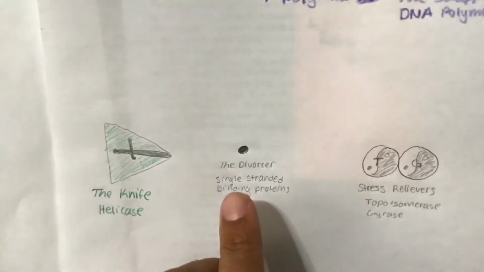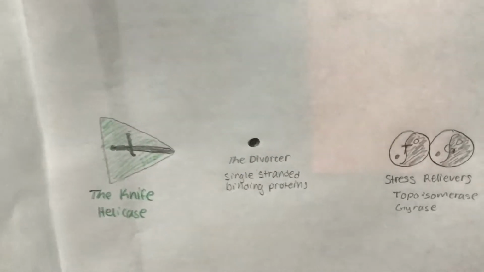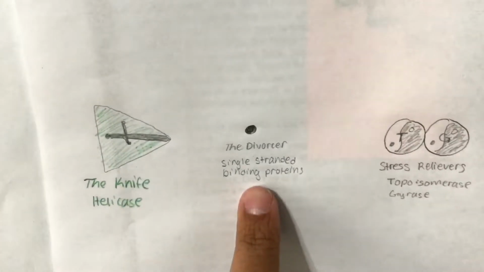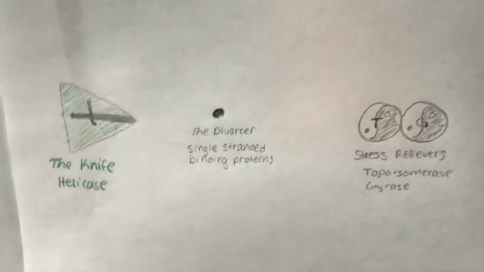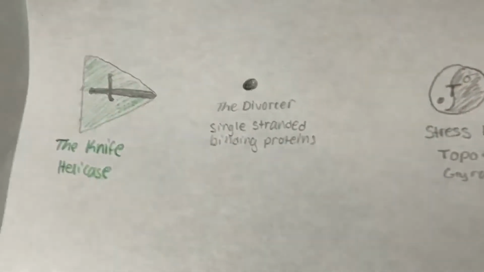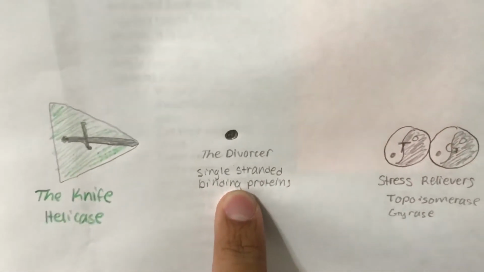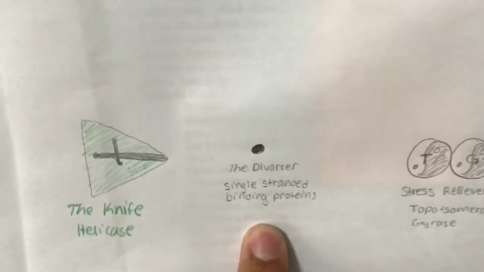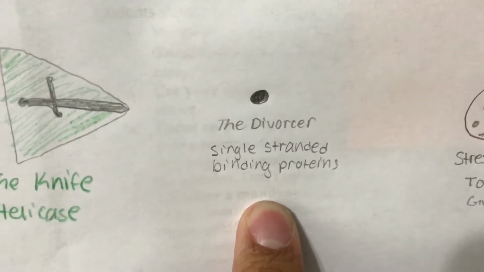So next we have the divorcer. So this one's funny because it's called the single-stranded binding proteins, and if you remember, those are the ones that basically keep the two strands apart. So the reason why it's called divorcer is because these single proteins have been through a divorce, and they're so desperate that they latch onto the single strand of DNA and will never let it go because it's so lonely and it wants someone in their lives.